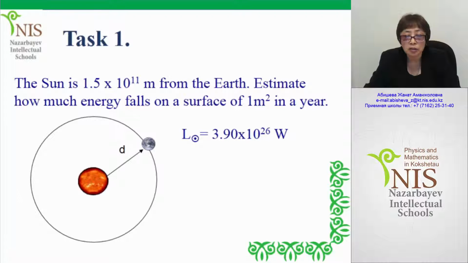For your attention, tasks. Task 1. The Sun is 1.5 times 10 to the power 11 meters from the Earth. Estimate how much energy falls on a surface of 1 meter squared in a year. We know the Sun's luminosity equals 3.90 times 10 to the power 26 watts.